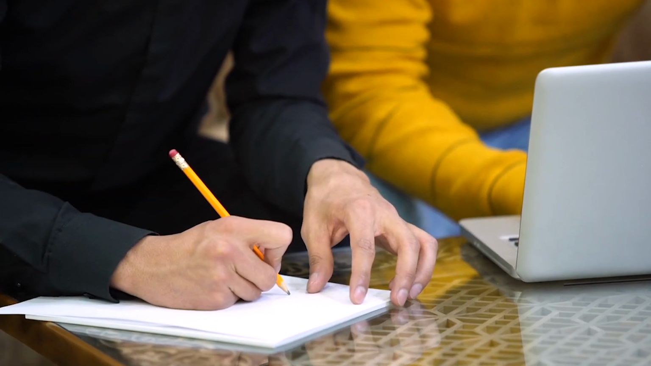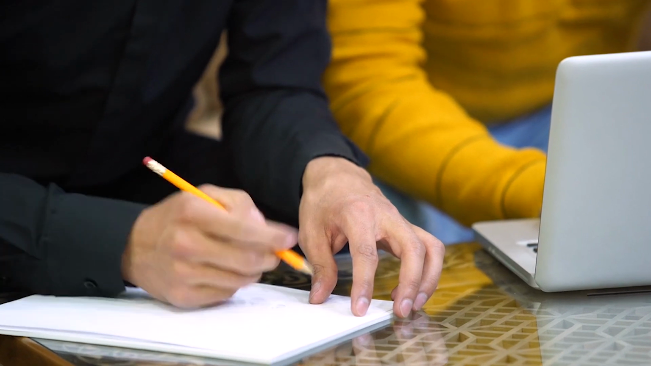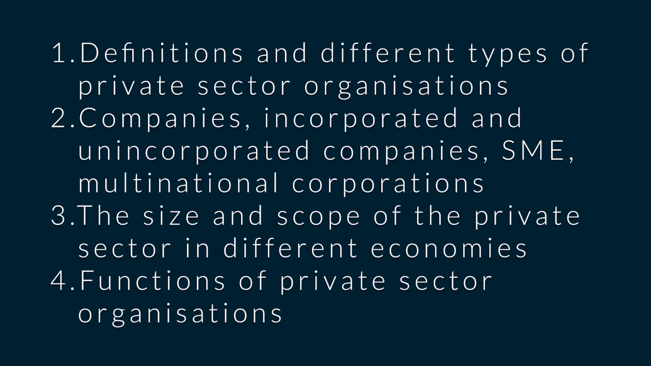Let's continue, and start by understanding what we are going to cover in this case. Basically, by the time you're done with all these questions, you're going to be in a position to, or rather these questions are going to test your ability to, understand definitions and different types of private sector organization, right? So sole traders, partnerships, all that stuff. Companies, incorporated and unincorporated companies, SMEs, multinational corporations, okay? The size and scope of the private sector in different economies, functions of private sector organizations such as profit, growth, market share, share price, and other financial measures, and corporate social responsibility.